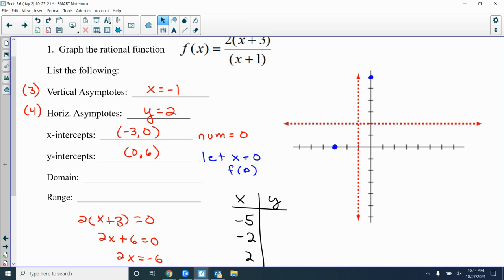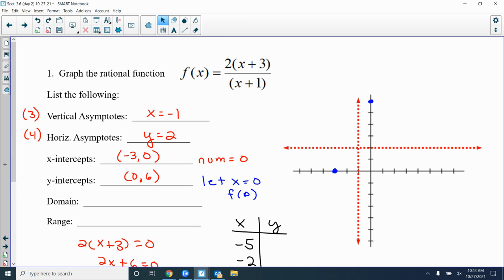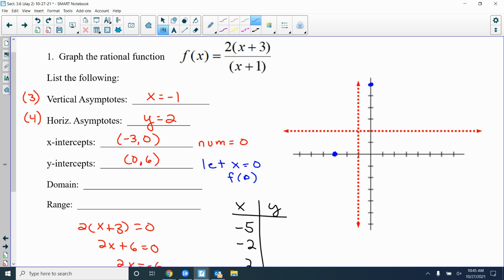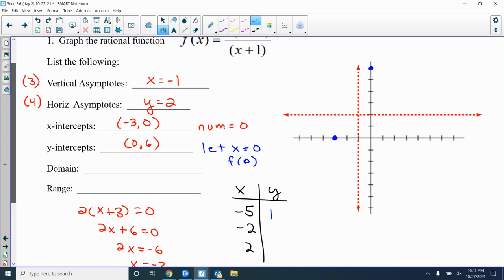All right, so if I plug in -5, and you correct me if I'm wrong, -5 plus 3 is -2, so I get -4 over -4. Do I get 1? +1? All right, so we get +1. If I plug in -2, -2 plus 3 is 1, multiplied by 2 is 2 over negative, so I get -2, right? Okay, so I got -2.